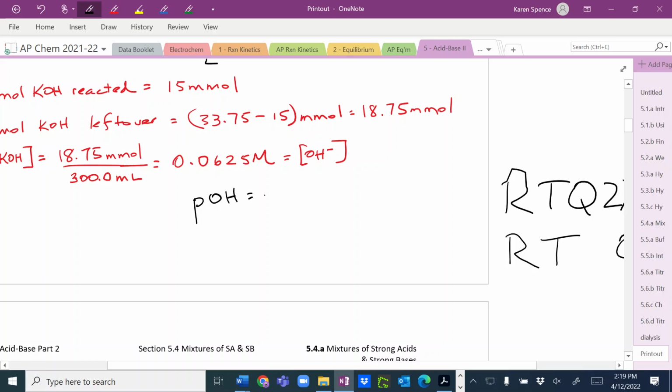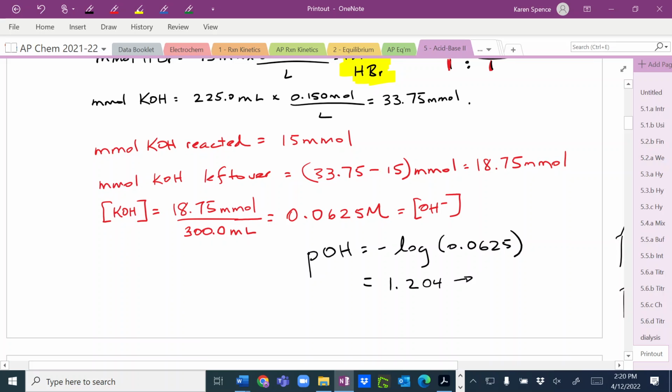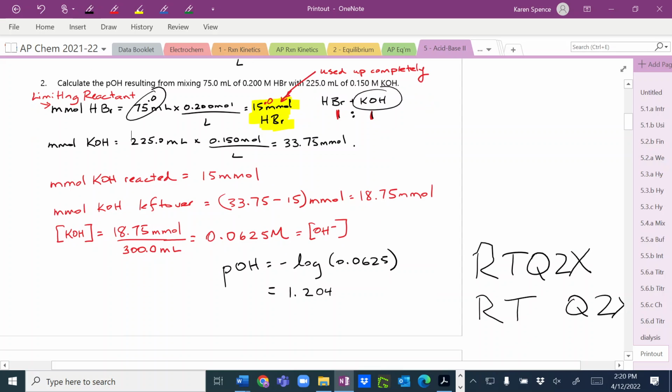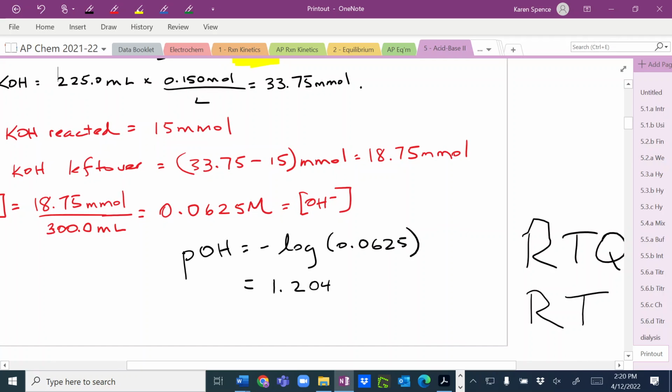Okay, so pOH is equal to the negative log of 0.0625, and the negative log of 0.0625 is 1.204, and then that would round to, I believe, up here we had 75.0 milliliters, so that's 3 sig figs. So I think we are good on the sig fig front. Yes? Okay.